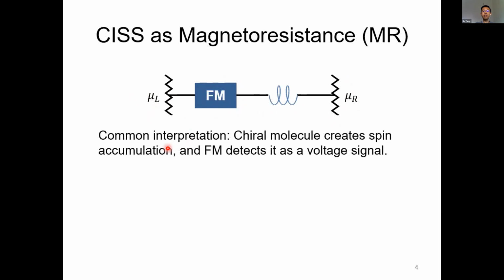And the common interpretation of these experiments is that when we drive a current through this circuit, the chiral molecule will generate a spin accumulation here due to the charge current. And then this spin accumulation can be detected by the ferromagnet as a charge voltage signal. And of course, here, if you reverse the magnetization direction, you would expect a different charge voltage signal, and hence you get a magnetoresistance signal over here.